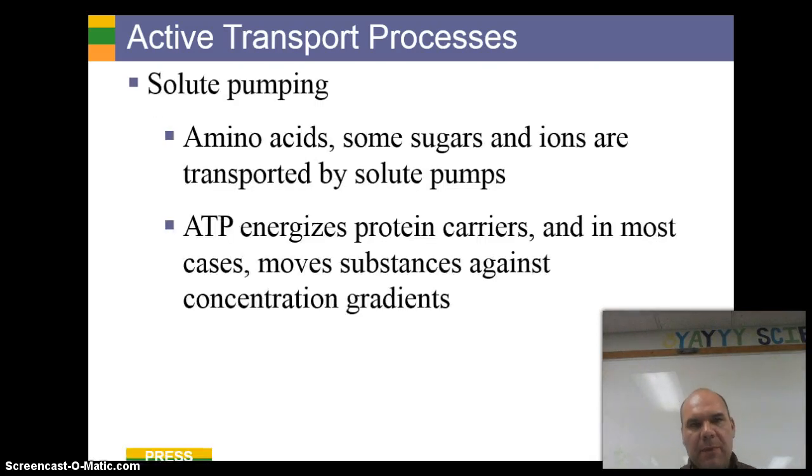To help support this topic of active transport, we will break it down into two main ways in which active transport can occur. The first of those being one that we're already familiar with, involves solute pumping, or based on our last video with Crash Course, we know that as the sodium potassium pump. So that's the foundational concept associated with this map. We know bubble A deals with amino acids, some sugars, and ions that are transported by this sodium potassium pump.